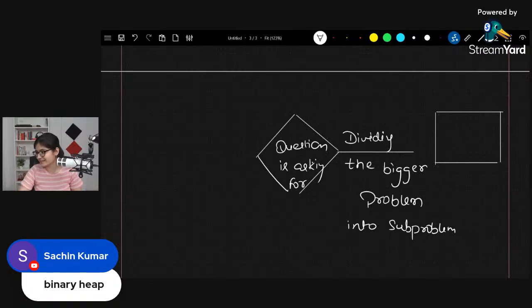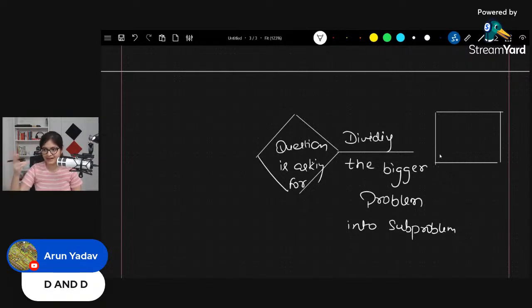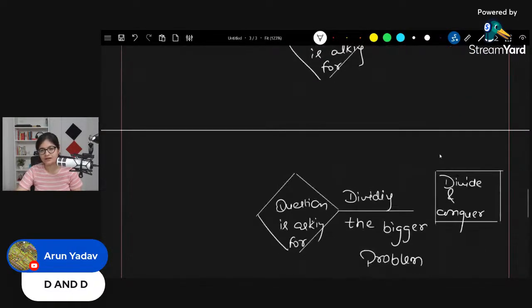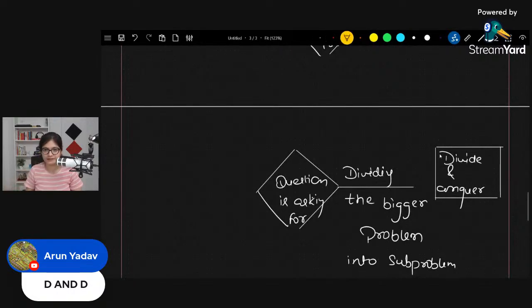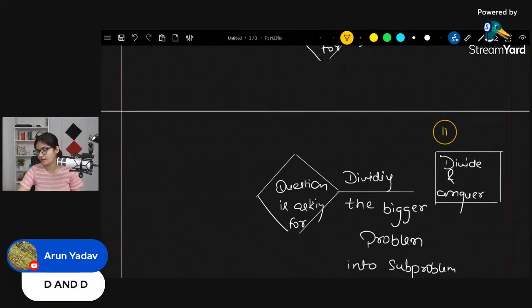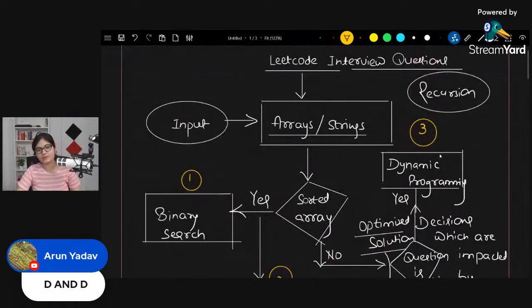Very good. It is nothing but D and C, divide and conquer. So this is the important concept number 11. These concepts will make sense to you only if, as I already said, you know the concept of recursion as well as backtracking.